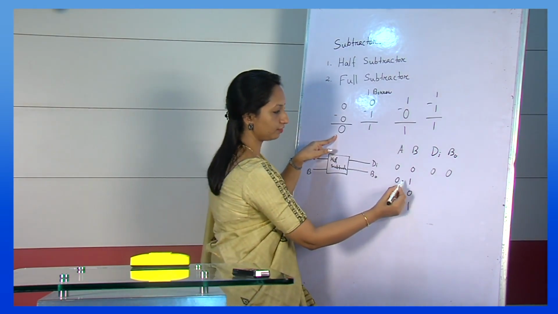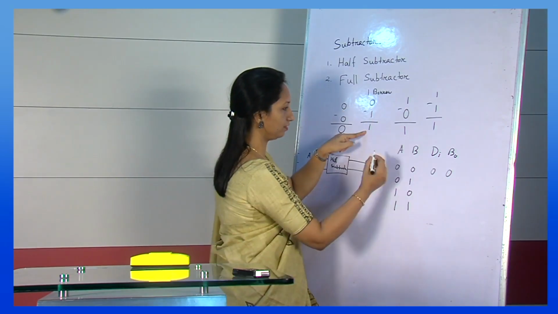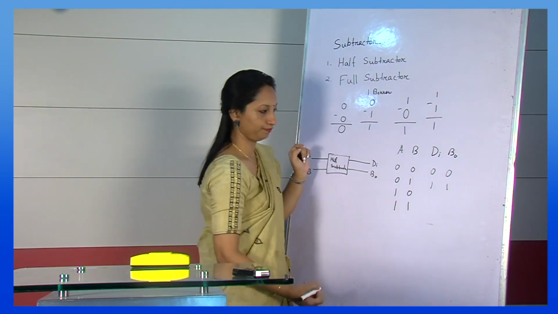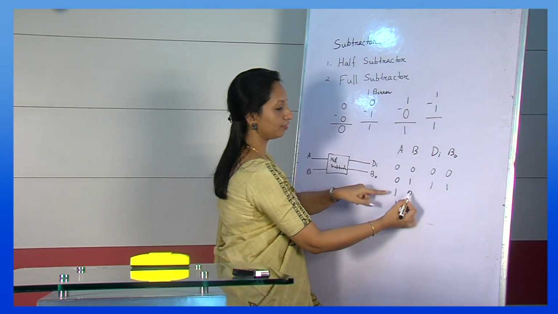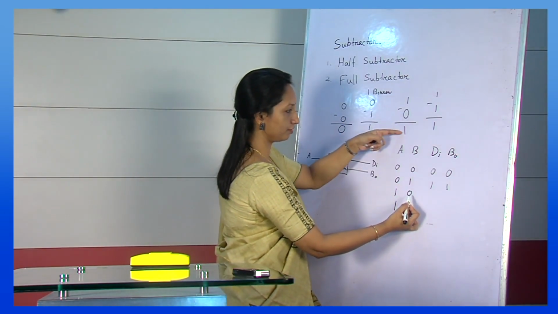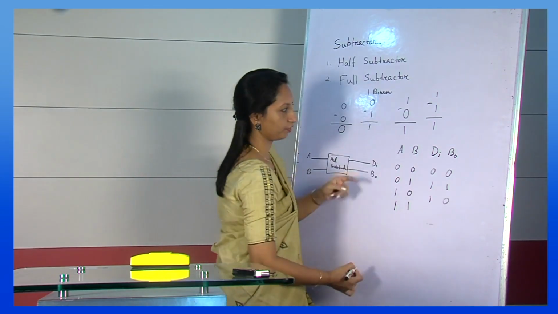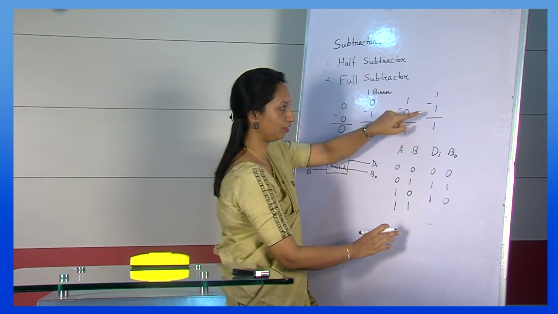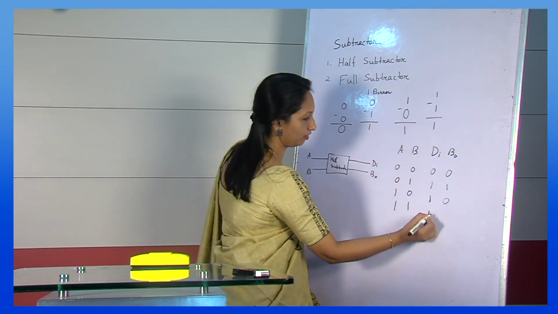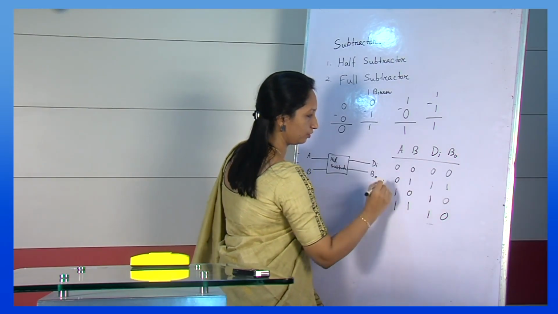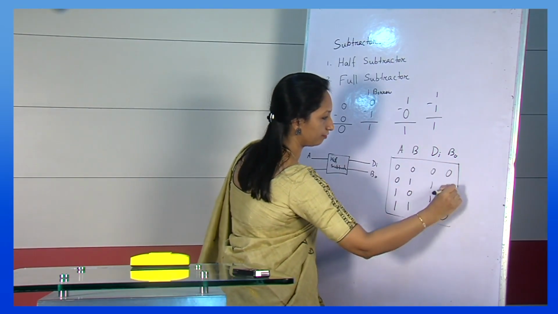For the second case, 0 minus 1, the difference is 1 and there is a 1 borrow, so it is 1. For the third case, 1 minus 0, the difference is 1, no borrow, so 0. And for the fourth combination, 1 minus 1, the difference is 0 and the borrow is 0. So this is the truth table for half subtractor.